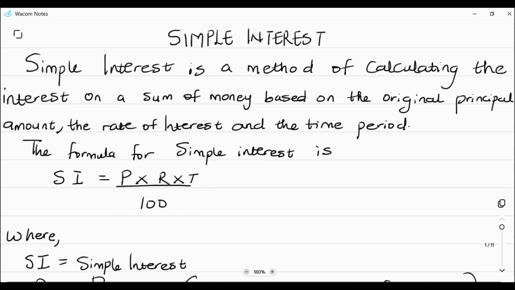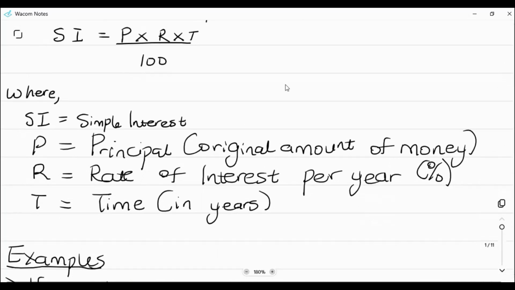Now, SI represents simple interest, P represents the principal, which is the original amount of money, R represents the rate of interest per year, which is in percentage, and T represents time in years. So alright guys, let's take a look at some example questions right here.